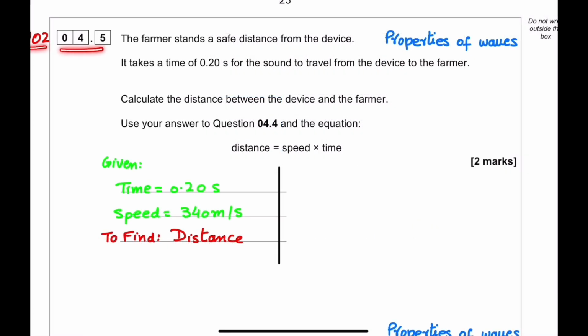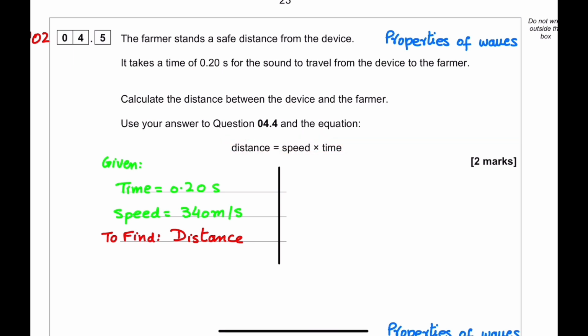4.5 is an AO2 question. The farmer stands a safe distance from the device. It takes a time of 0.2 seconds for the sound to travel from the device to the farmer. Calculate the distance traveled between the device and the farmer, where the equation is given: distance is equal to speed into time.